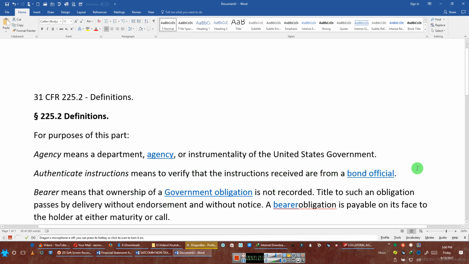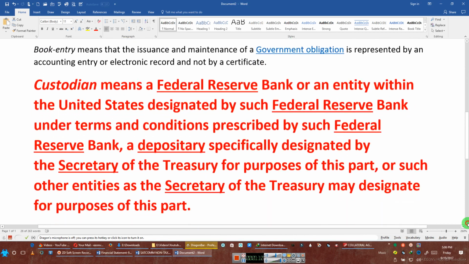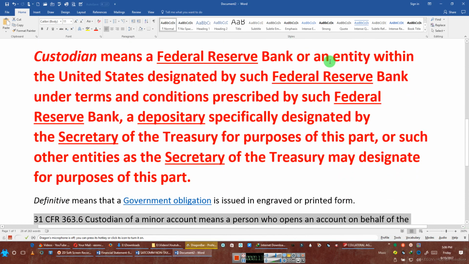We are not concerned about any of this information. That's not what this video is about. This video is about this information. Custodian means the Federal Reserve Bank or an entity within the United States designated by such Federal Reserve Bank under terms and conditions prescribed by such Federal Reserve Bank, a depository. Depository, specifically designated by the Secretary of the Treasury for the purpose of this part, or such other entities as the Secretary of the Treasury may designate for the purposes of this part. Definitive means that the government obligation is issued in engraved or printed form.